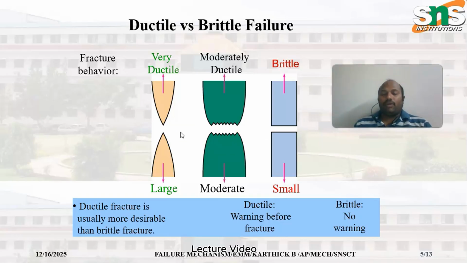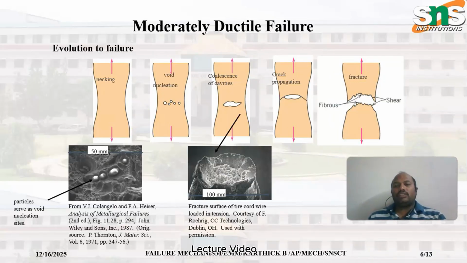But there will be a warning before failure. But if we take a brittle failure, there will not be any warning. It will break suddenly, so we cannot rely on these materials. So the third one is, how does this fracture evolution happen? The first one is that once the load is applied, you can see these pink arrow marks are nothing but the load applied on both areas. So it will look straight. Once we apply the load up to the critical limit, it will withstand the load.